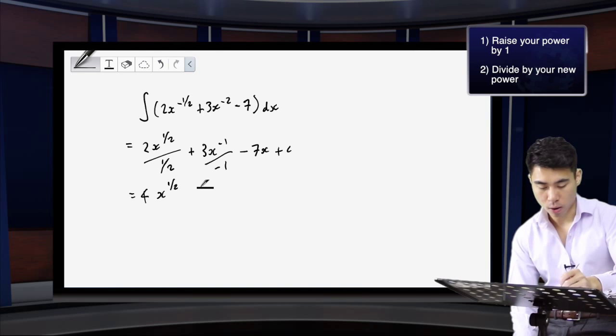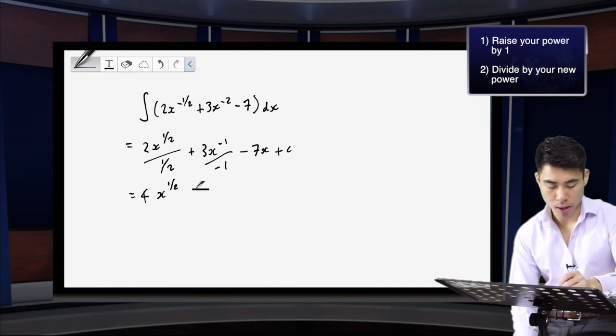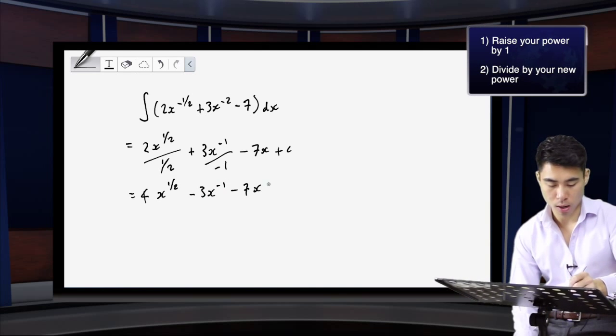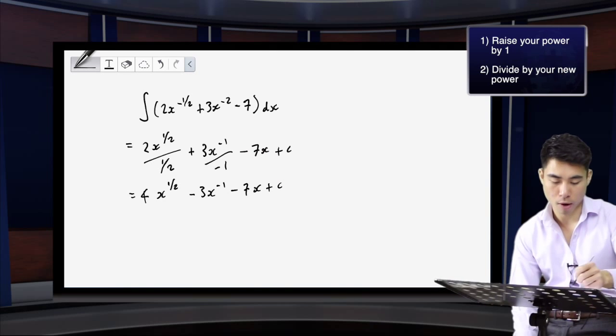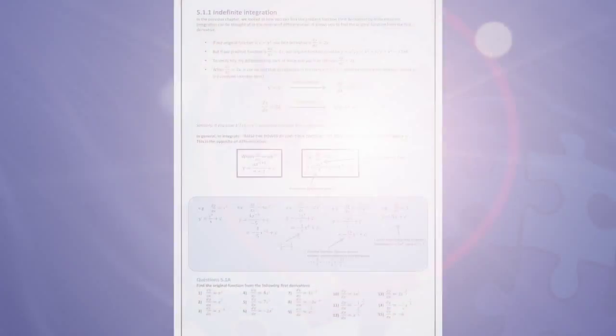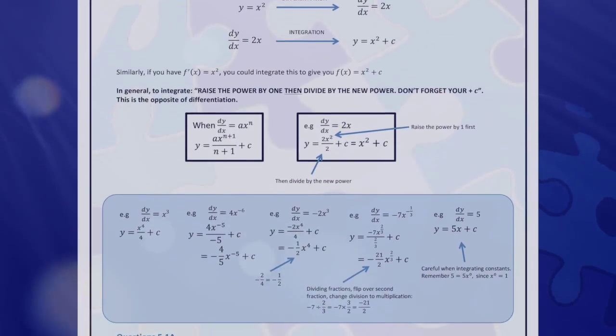And then again here, we've got 3 over minus 1. We don't like to have a negative on the bottom of our fraction, so I'm just going to move that to the front. It'll be minus 3x to the minus 1. And then don't need to work on that term there anymore. So that's my completed integral there. We'll go through one more.